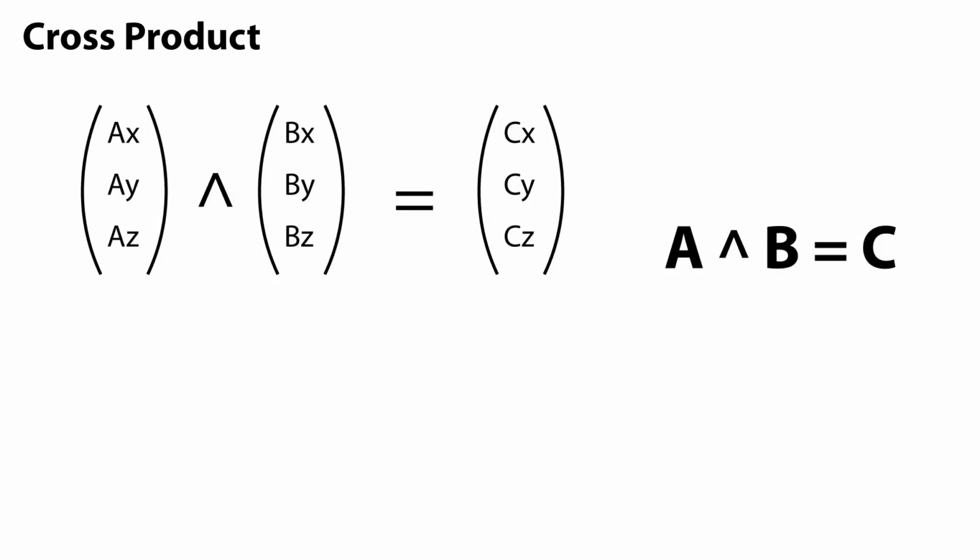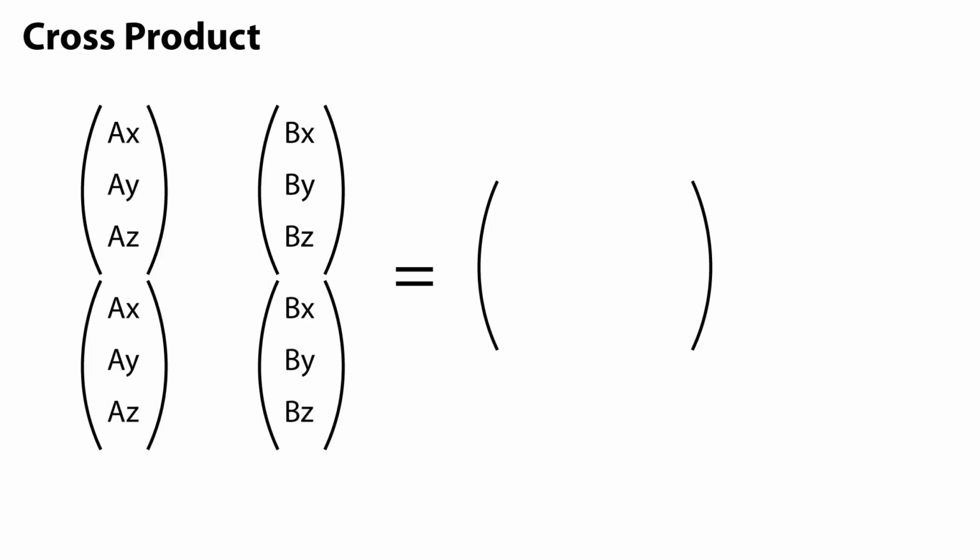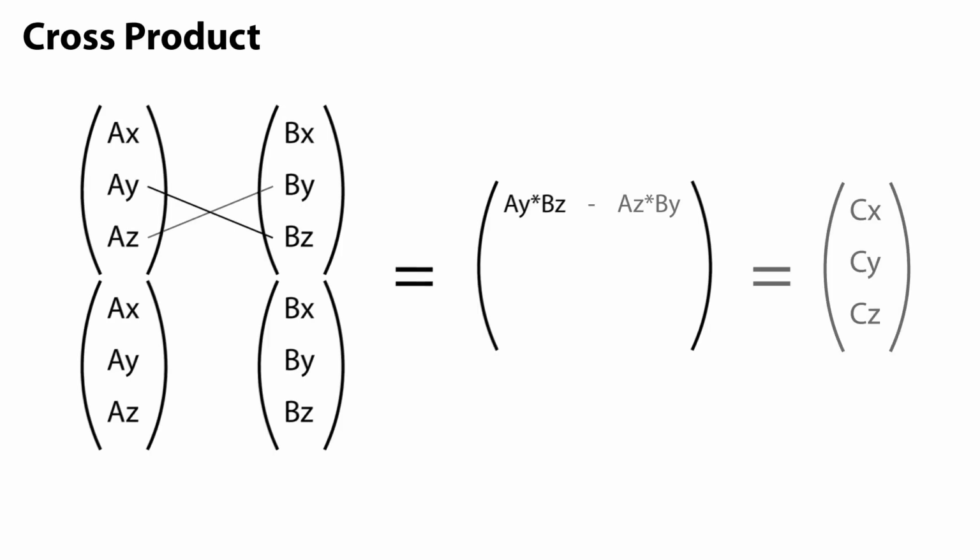But how does it work mathematically? To work out the cross product, we'd place our two vectors next to each other, and then repeat this below. From here, we can combine the components one at a time to find the cross product. First, we multiply ay and bz. We then subtract az multiplied by by. This gives us the x component of the cross product.